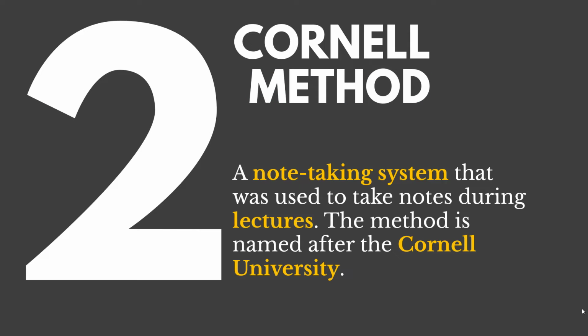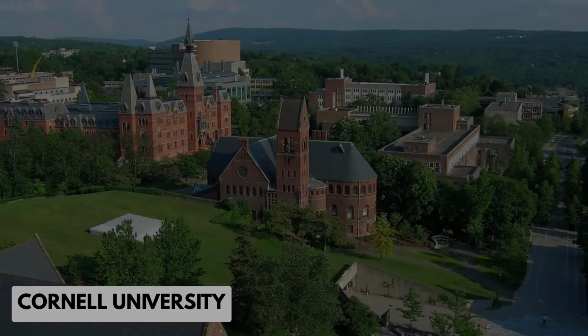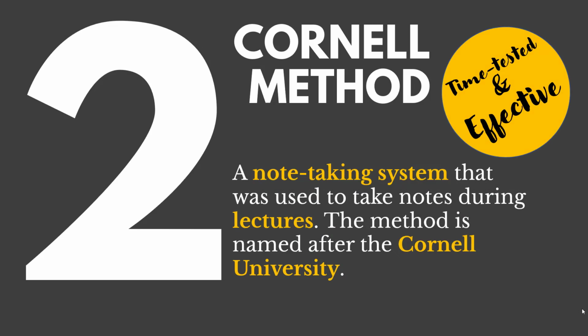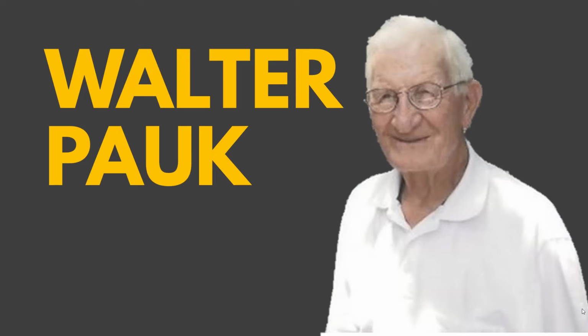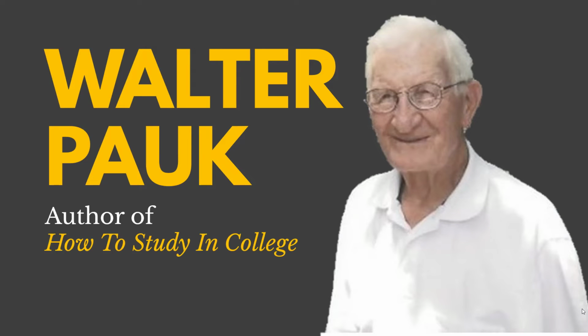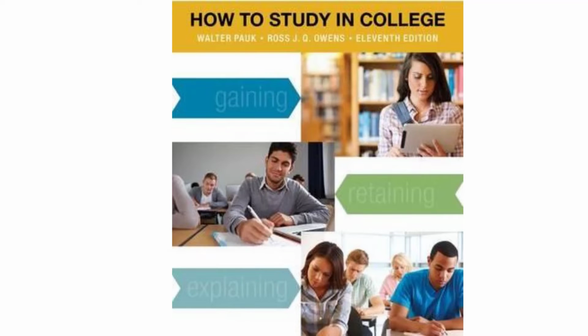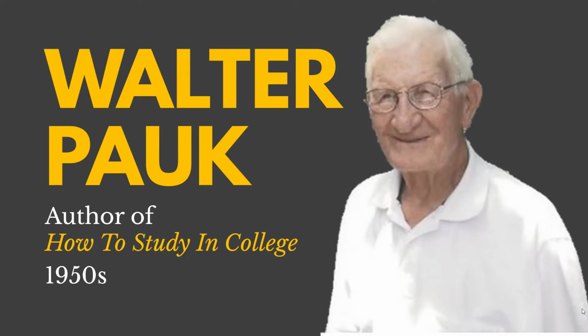Second method, the Cornell method. Cornell is a note-taking system that was used to take notes during lectures and is obviously named after Cornell University. That's why it's called the Cornell method. This is a time-tested and effective method. It was created by a lecturer, Walter Pauk, author of How to Study in College, which is an excellent book you should try reading because it really teaches you how to study better. It was created in the 1950s.